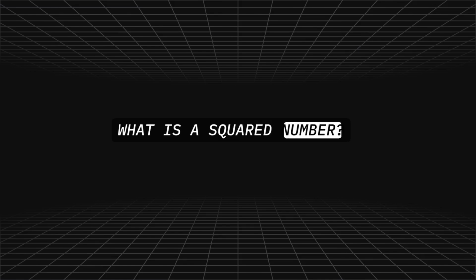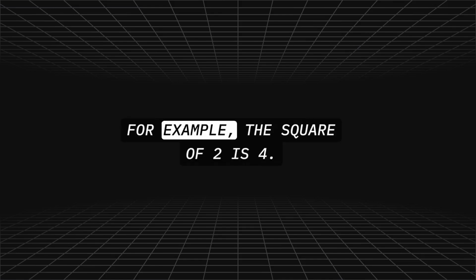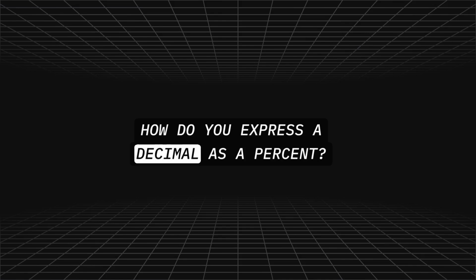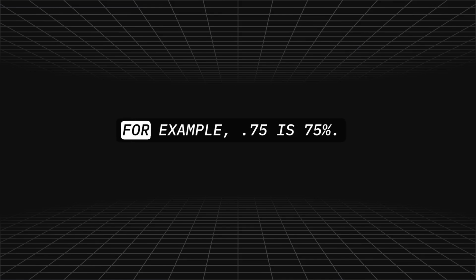What is a squared number? A number that is multiplied by itself. For example, the square of 2 is 4. How do you express a decimal as a percent? Move the decimal 2 places to the right and add the percent sign. For example, 0.75 is 75%.